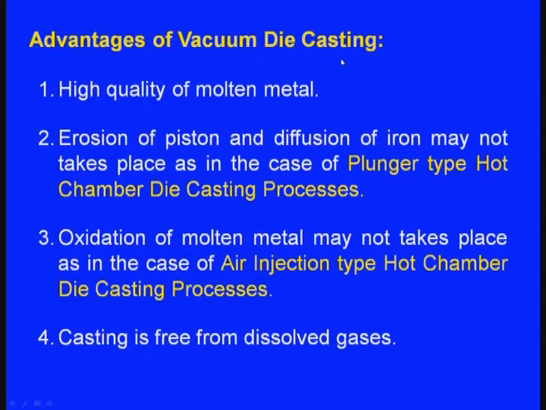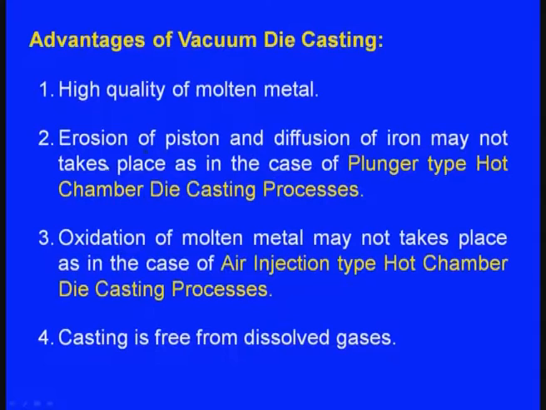Now, these are the advantages of vacuum die casting. High quality of molten metal, because we are applying vacuum, so no atmospheric contamination, no oxidation. So, that is how we get the high quality of molten metal. Next one, erosion of piston and diffusion of iron may not take place as in the case of the plunger type hot chamber die casting process.